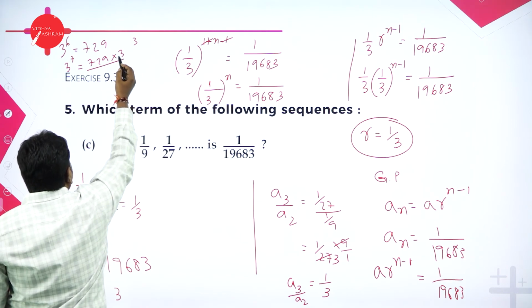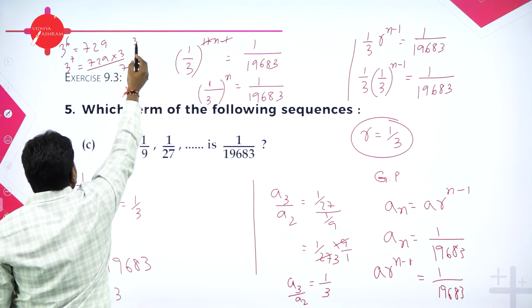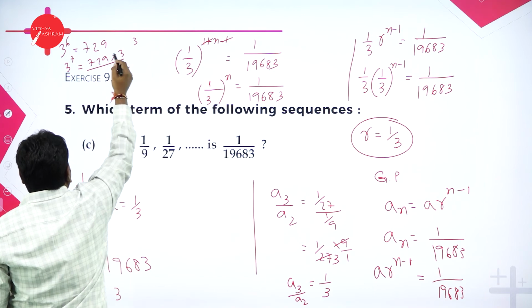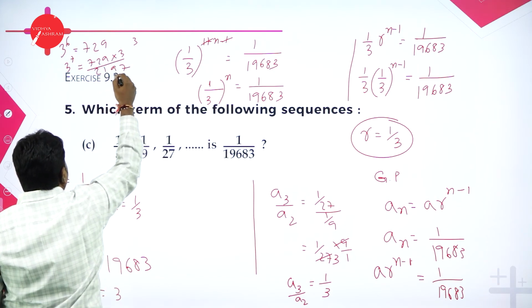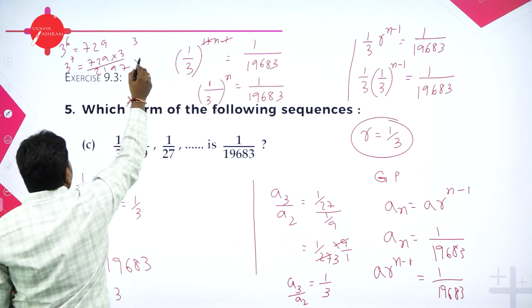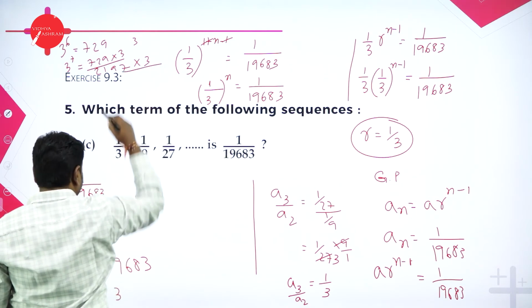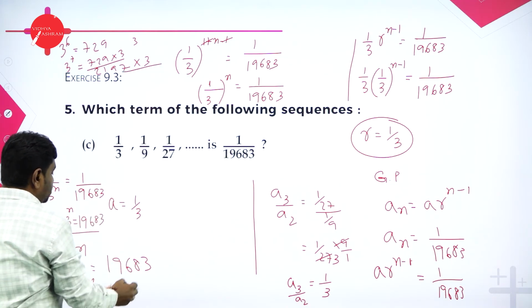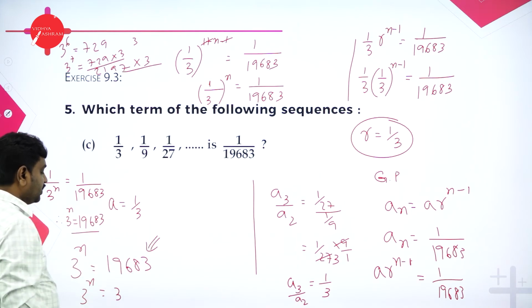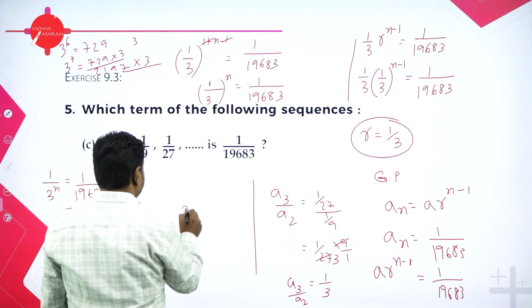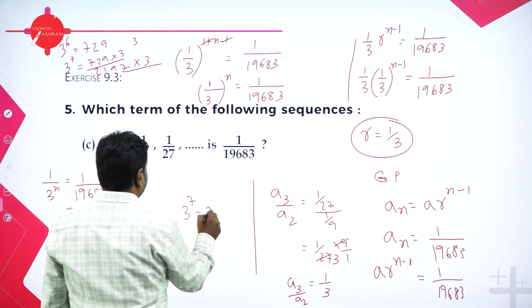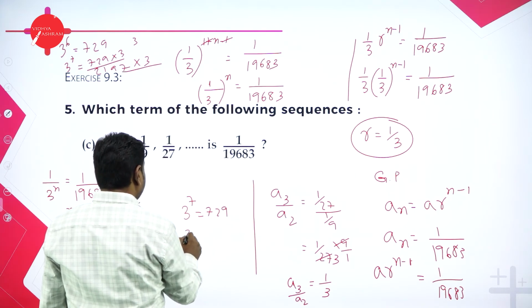Keep multiplying using a calculator. 3 2s are 6, 6 plus 3 is 9, and 3 7s are 21, so 2197. Keep multiplying like this. You will get it by the method of multiplying repeatedly. 3 power 6 is 729, and you know 3 power 4 is 81.